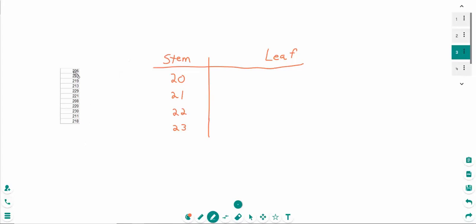So the first number, we remove the 20, the stem now. What do we have for a leaf? It's going to be a 6. The second one is a 22 with a leaf of 3. So we go down to the 22, the leaf is going to be a 3. 21, the leaf is going to be a 9. 21 again, the leaf is going to be a 3. And maybe I'll just even cross these out as I go through them here. 21, leaf is a 3. 22, the leaf is a 9.